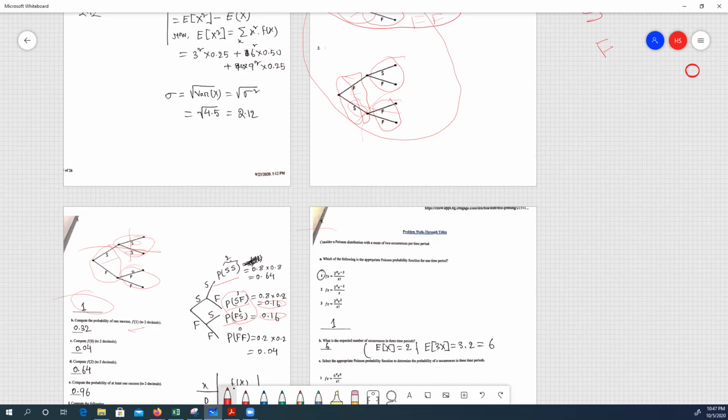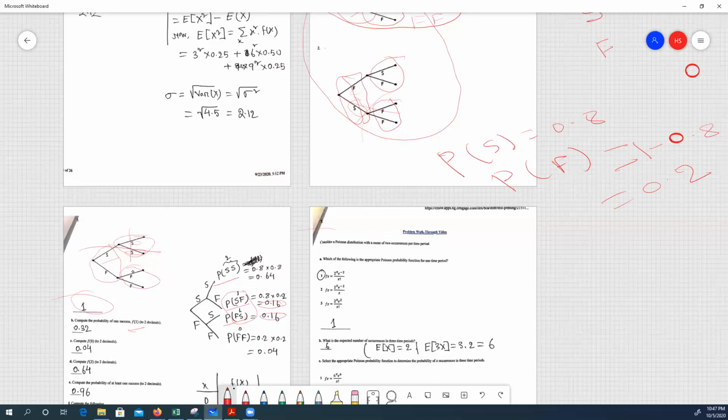So how did we calculate this probability? For this outcome, we know the probability for S, right? The probability of S is 0.8. So how can we calculate the probability of F? Since there are only two outcomes, either you will get S or F. So F is the complement of S, and we know total probability is 1. So the probability of F will be 1 minus 0.8, which is 0.2.